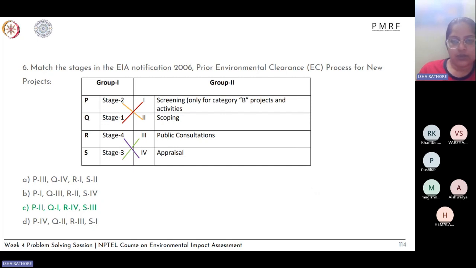Stage 1 is screening only for category B projects and activities. So Q matches with 1. Stage 2 is scoping. P matches with 2. Stage 3 is public consultation. So S matches with 3. And stage 4 is appraisal. So R matches with 4. So C, P matches with 2, Q matches with 1, R matches with 4, and S matches with 3 is the correct answer. Okay, moving on.